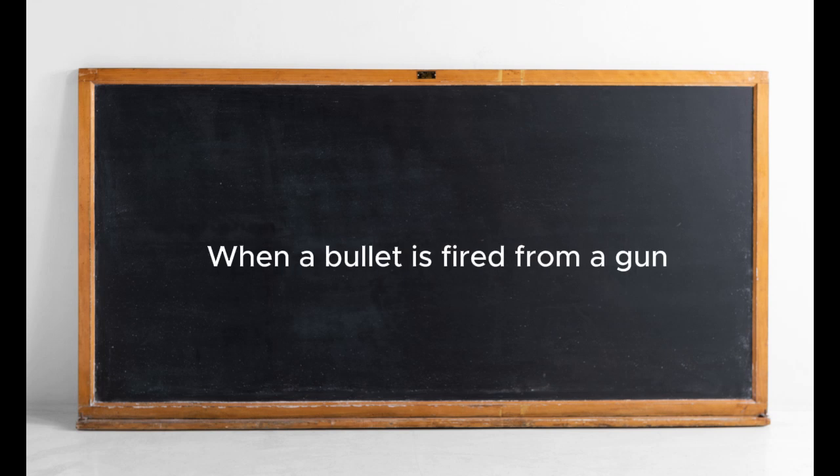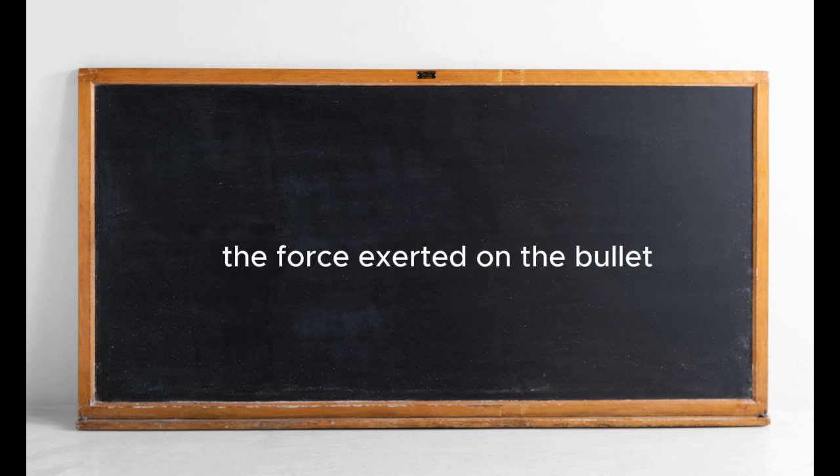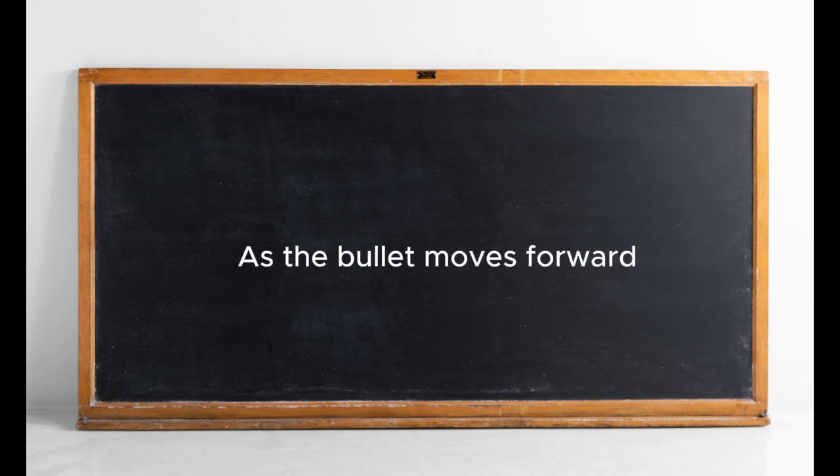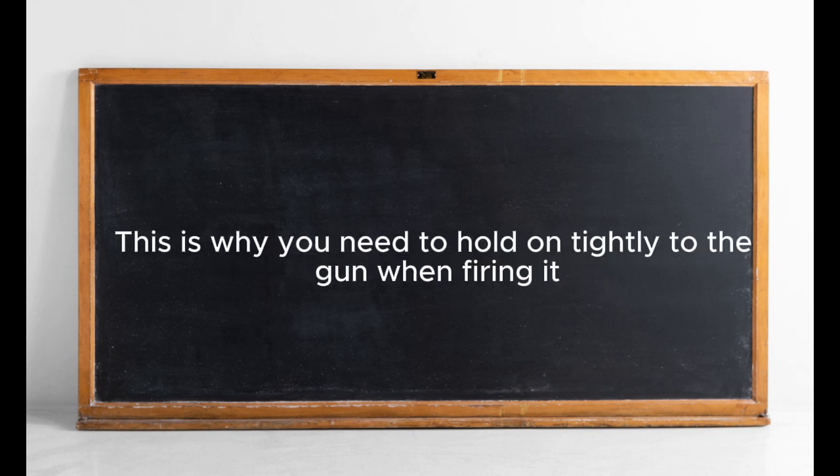5. Recoil of a gun. When a bullet is fired from a gun, the force exerted on the bullet by the gun is equal and opposite to the force exerted by the bullet on the gun. As the bullet moves forward, the gun recoils backward. This is why you need to hold on tightly to the gun when firing it.